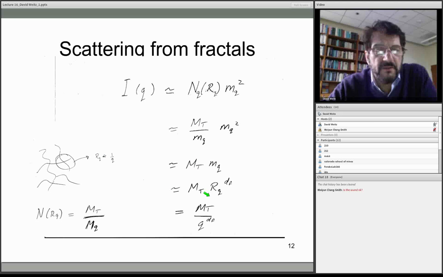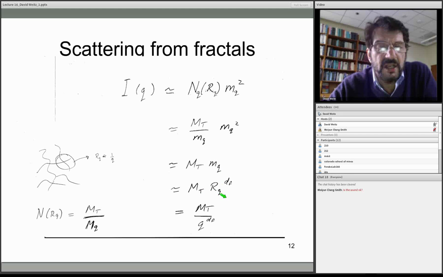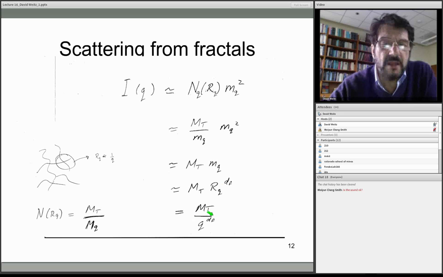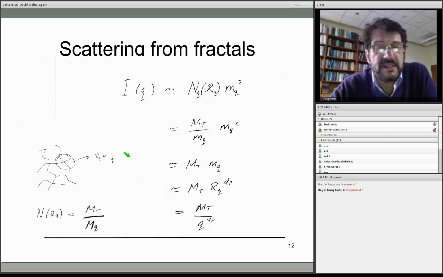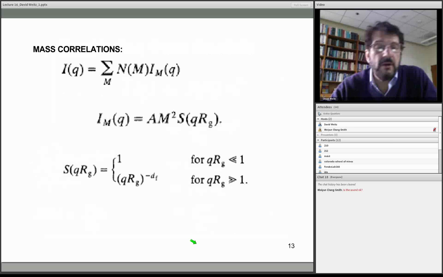The mass in one of these regions is proportional to the radius of that region to the fractal dimension, and the radius is inversely proportional to the wave vector, so it's just the total mass divided by the wave vector to the fractal dimension. So this says that the static scattering should decay as 1 over the wave vector to the fractal dimension. And this is traditional for scattering.